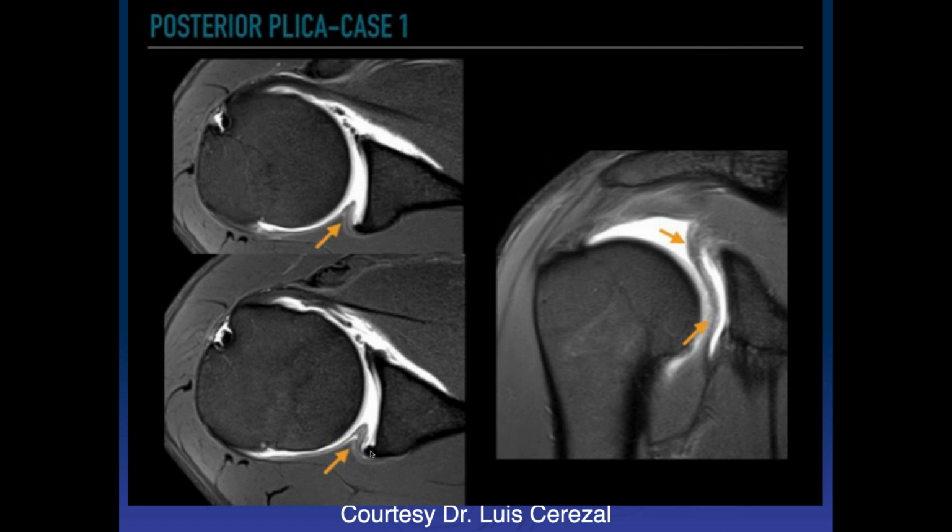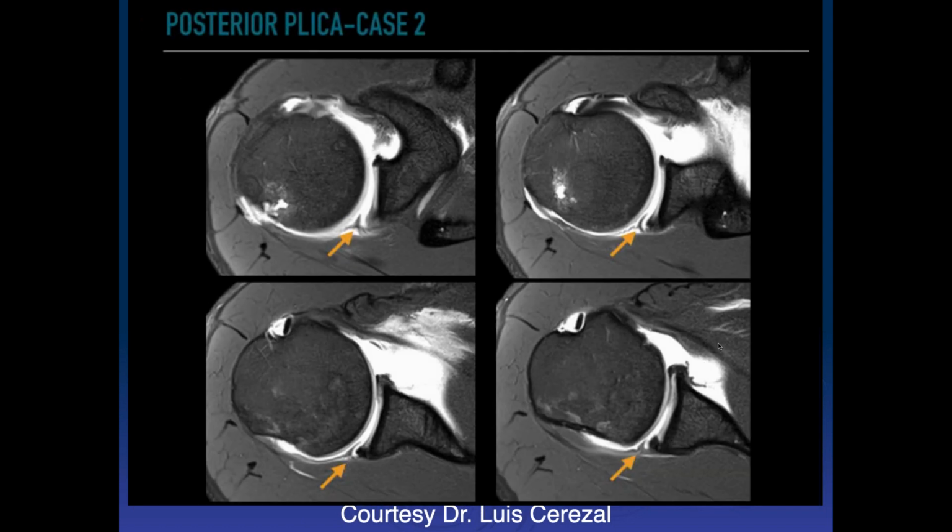So this is the posterior labrum, and this is the infolding of the capsule, which is called the plica. And this is what it looks like on the coronal images. This one was surgically confirmed. Here's another case similar to that. So a lot of people will call these posterior labral tears. There's the labrum, and that's the posterior plica.